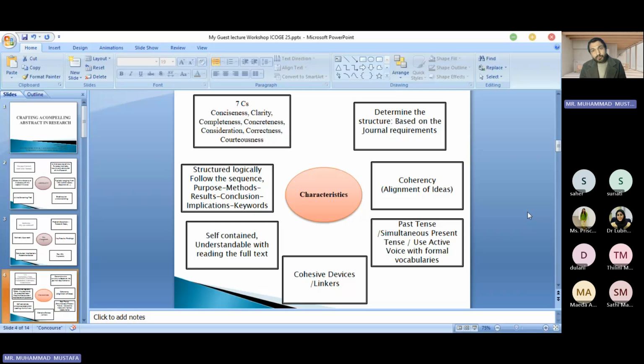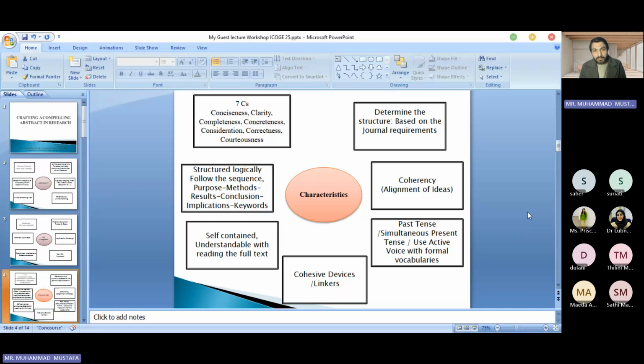So we have to focus on the demands of the journal. We have to focus on the requirements proposed by the conference or university where we are going to submit our abstract.